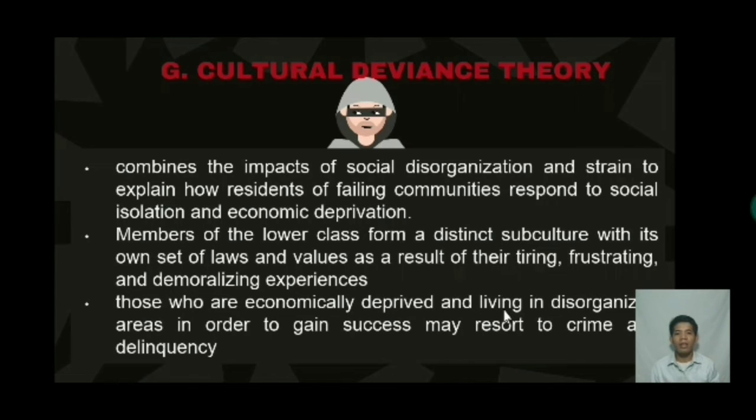According to Clifford Shaw and Henry McKay, this theory combines the impact of social disorganization and strain to explain how residents of failing communities respond to social isolation and economic deprivation. Members of the lower class form a distinct subculture with its own set of laws and values as a result of their tiring, frustrating, and demoralizing experiences. Those who are economically deprived and living in disorganized areas, in order to gain success, may resort to crime and delinquency. So this theory explains that people who are economically deprived have a chance to do a crime, since they can feel unequal with the other group of people. And that's the cultural deviance theory.